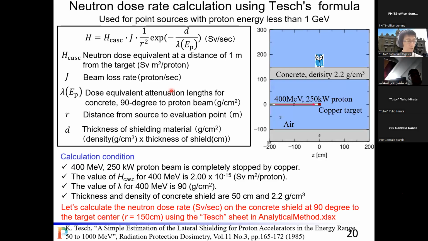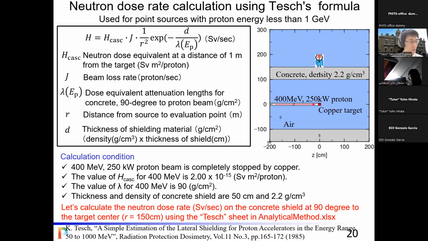In this example, for the proton accelerator and the subsequent neutron transport, to calculate the dose rate by neutrons, we used the Tesh formula. The Tesh formula is formalized in this way, using a neutron dose equivalent beam loss rate, a dose equivalent attenuation length, a distance from source to evaluation point, and thickness of shielding material to take into account the source configuration and the shielding.